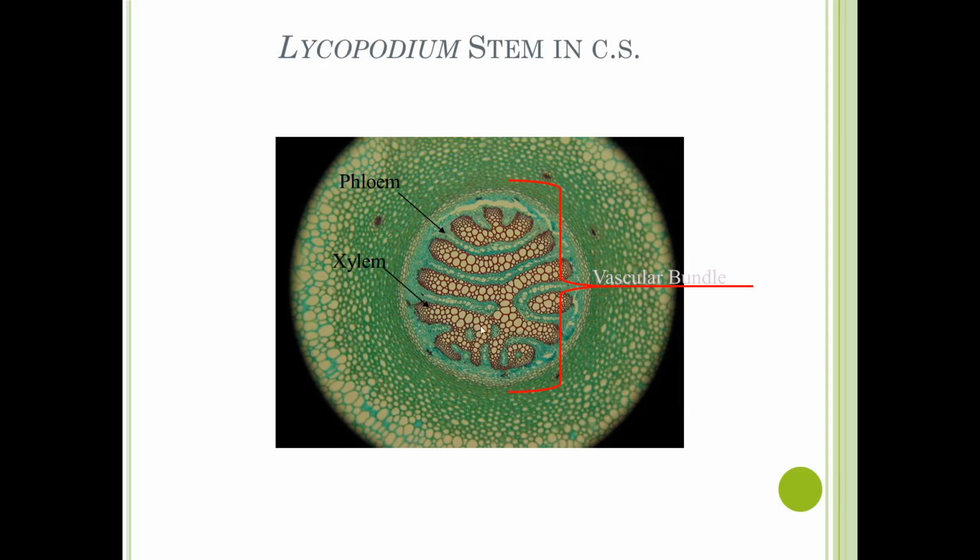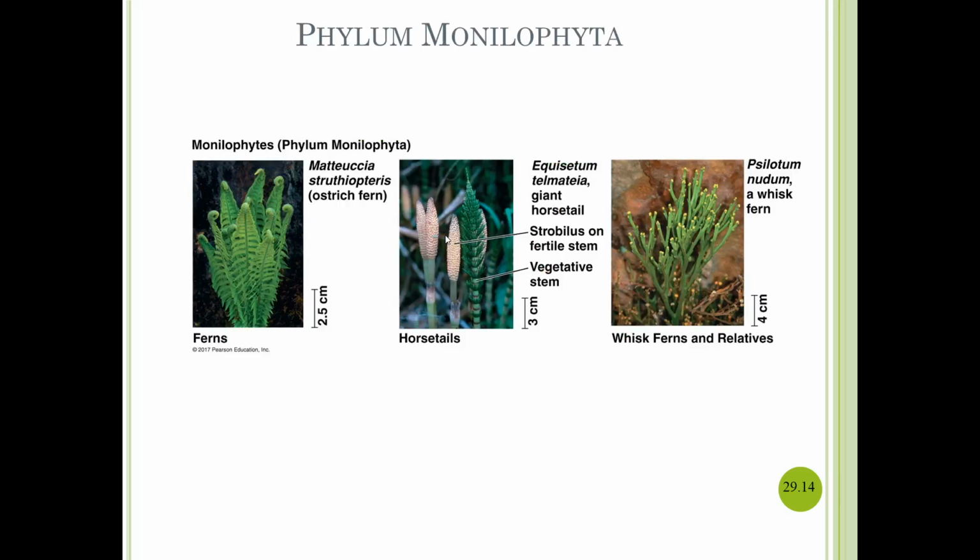And the xylem is busy moving the water from the bottom of the plant up, and the phloem is busy moving the photosynthates from source to sink, from where it's made to where it is needed. Okay. Moving on to the second phylum of our seedless vascular plants, and this is going to be the phylum Monilophyta. And these are going to be things like ferns, horsetails, and whisk ferns.